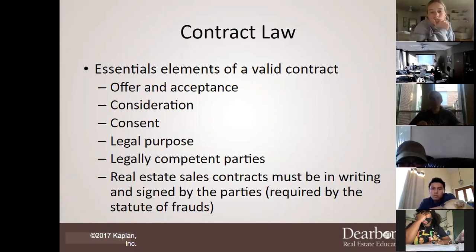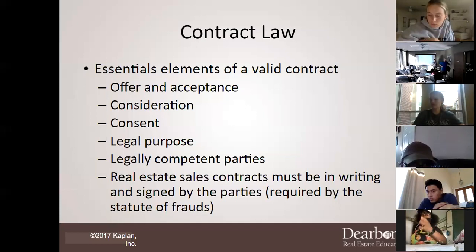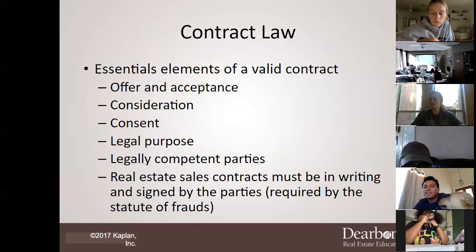Okay, so another essential element of a valid contract is legal purpose. If I were to go and I wanted to purchase Travis's house because I wanted to grow marijuana, is that a legal purpose? No.